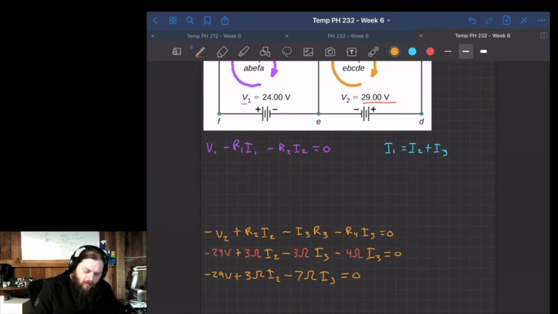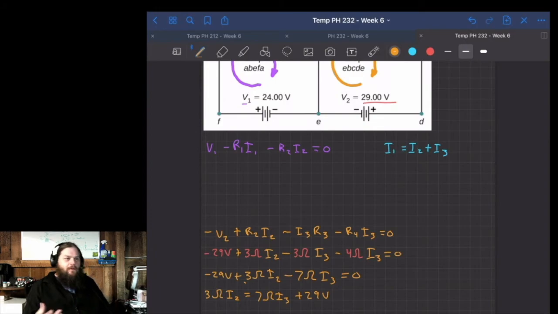Now we want to solve one of these, either for I2 or I3, just so we can plug it into another value that we have higher up. In this case, I'm going to solve for I2, keeping the positive value on one side and putting the negative values on the other side. That's going to be 3 ohms times I2 is equal to 7 ohms times I3 plus 29 volts. And that gives us now a value to substitute in.